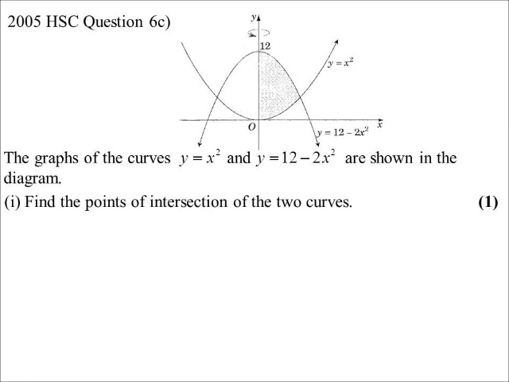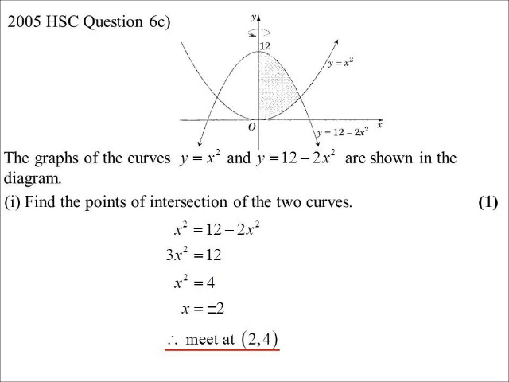HSC question. So we've got a parabola and an upside down parabola. Find the points of intersection of the two curves. All right, well, we've got to solve them simultaneously. So x squared is equal to 12 minus 2x squared, so x is plus or minus 2. Oh, but it says the points, not just the x values. So subbing back in, we know they meet at 2, 4. Oops, I should have said minus 2, 4 as well, shouldn't I? Because it does say points.